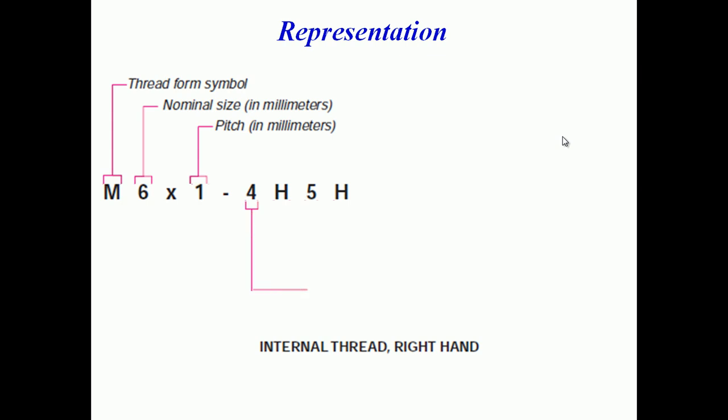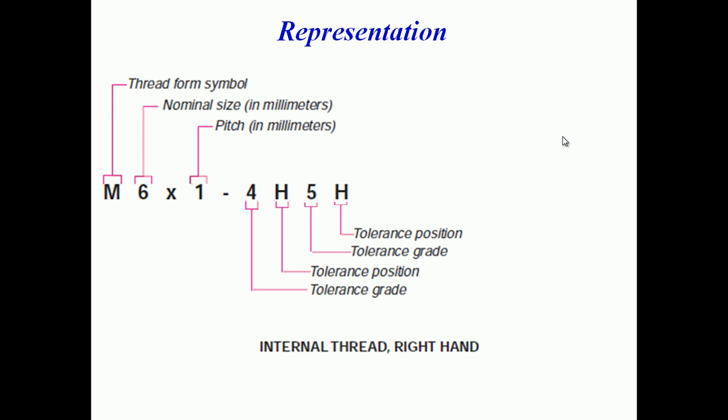So after the hyphen, this 4 denotes the tolerance grade. The capital or uppercase letter H denotes the tolerance position, and the 5 denotes the tolerance grade, and the capital H denotes the tolerance position. So all these 4 parameters come under the tolerance class.